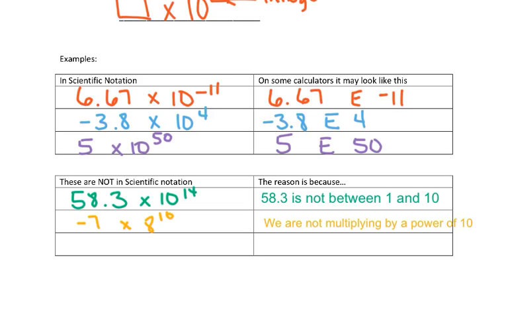Moving on to a third example that is not in scientific notation is 7.438 times 10 to the 1/2 power. Let's take a look at the rules. The first number is between 1 and 10, so that works. We are multiplying by a power of 10, so that works. The exponent, though, has to be an integer, and 1/2 is not an integer. So the reason this one is not in scientific notation is because the exponent 1/2 is not an integer.